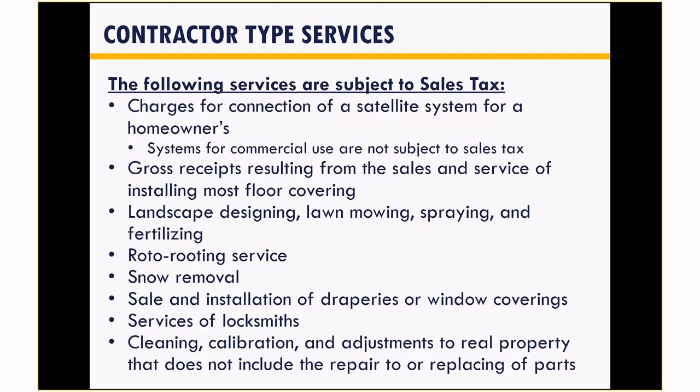Gross receipts from most floor coverings, landscape, lawn mowing, spraying, fertilizing, roto-rooters, snow removal, draperies and window coverings, locksmiths, also cleaning, calibration, adjustments to real property. This does not include the repair or replacing of parts. So imagine, if you will, someone adjusting an automatic door or a garage door, something of that nature. So when a contractor bills out these items, they need to be charging sales tax.